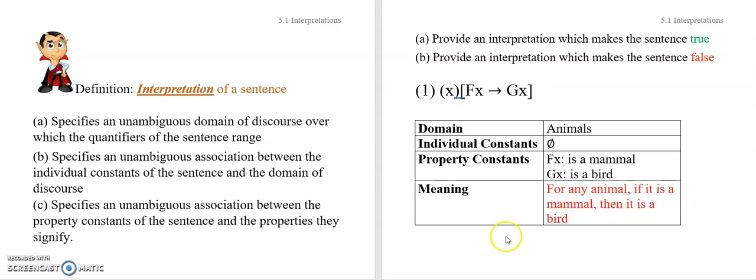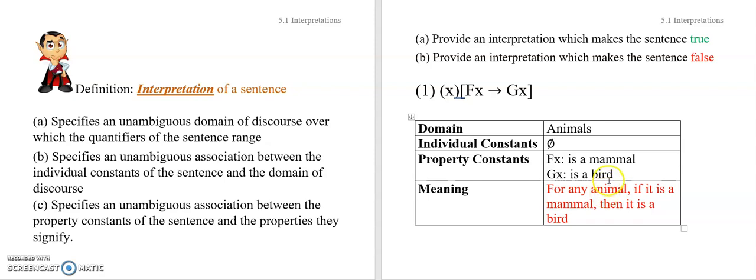And notice, to make the categorical A sentence false, we can do roughly the same thing, but I've switched g of x from is a vertebrate to is a bird, and that provides us with the sentence: pick anything you like out of our domain, it will satisfy the following description. If it's a mammal, then it's a bird, which of course is false.